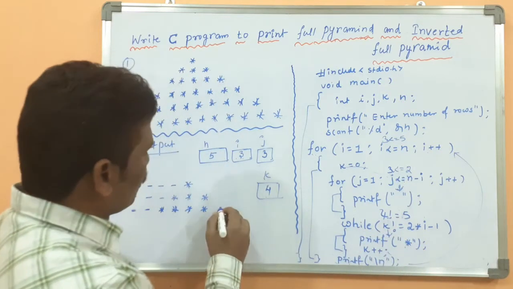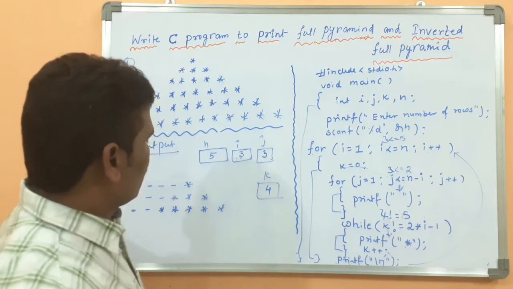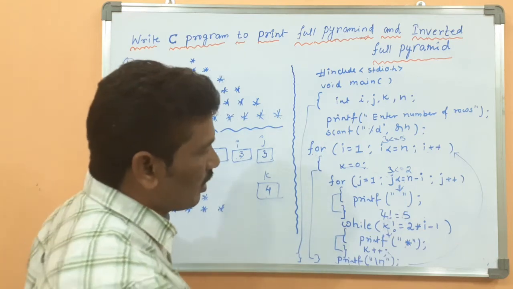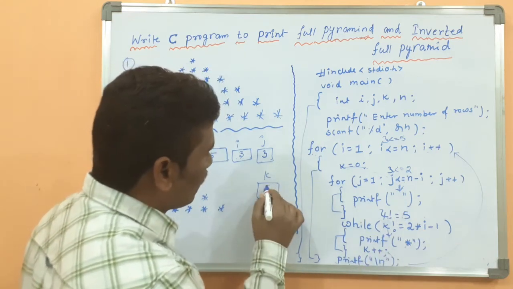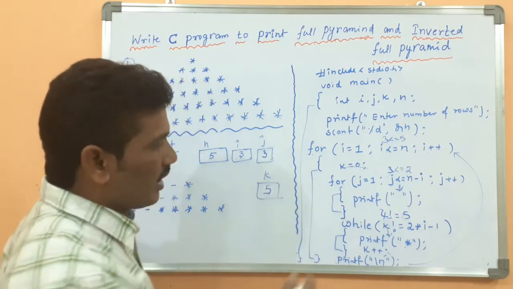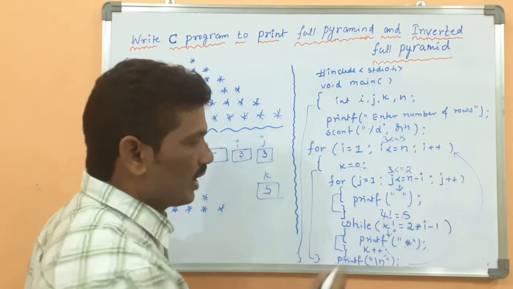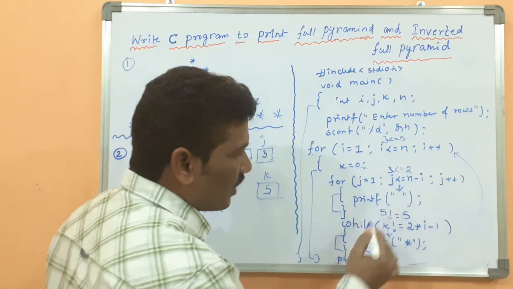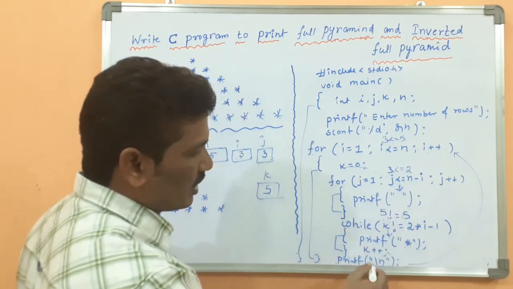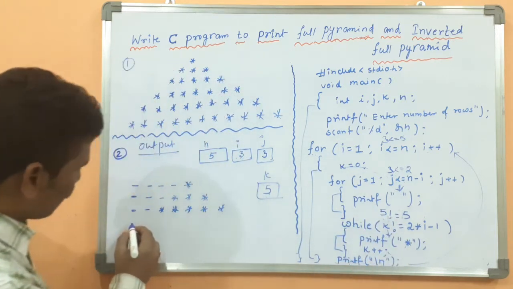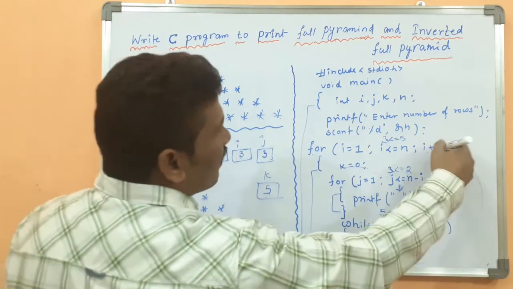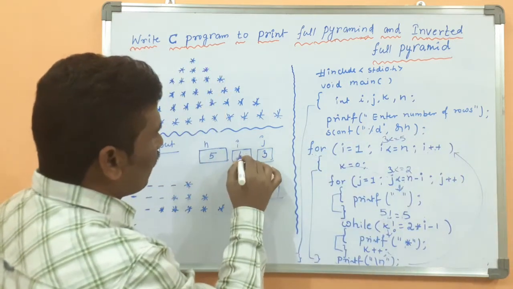Then another star should be displayed. Then k value is incremented by 1. Then k value becomes 5. Then 5 less than or equal to 5, the condition becomes false. Then it will come to the next statement and control will come to here. Then I value is incremented by 1. I value becomes 4.